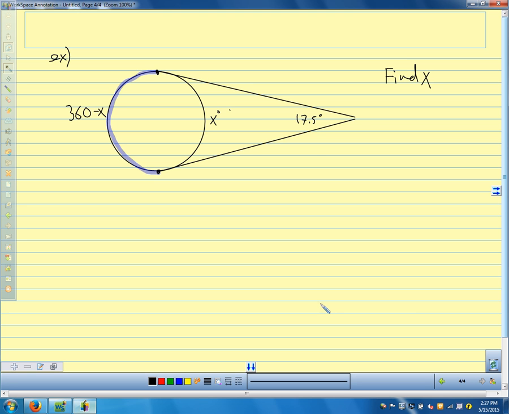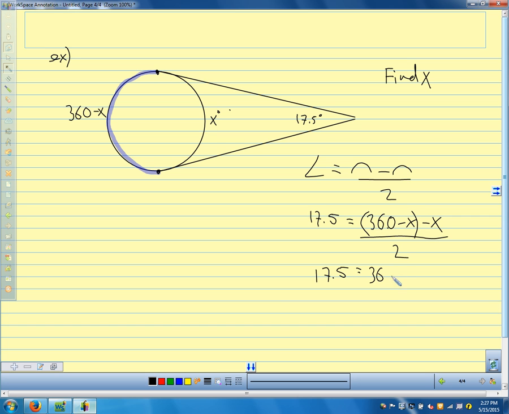Now we know both arcs, right? And our segments intersect outside the circle. So the angle equals the arc plus or minus? Minus the arc divided by 2. So I'm going to plug my numbers in here. 17.5 equals x minus, I'm going to do it the other way around. The big arc minus the small arc. 360 minus x minus x. There's one arc minus the other arc divided by 2. So 17.5 equals 360 minus x is minus 2x. I have negative 2 x's there divided by 2.